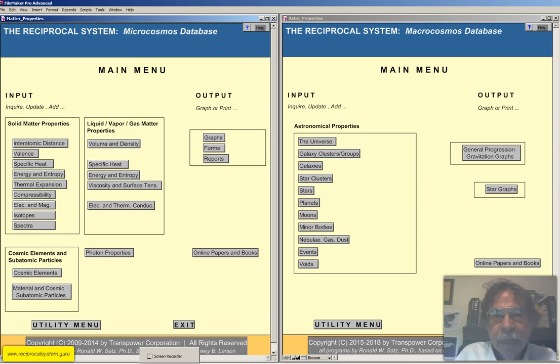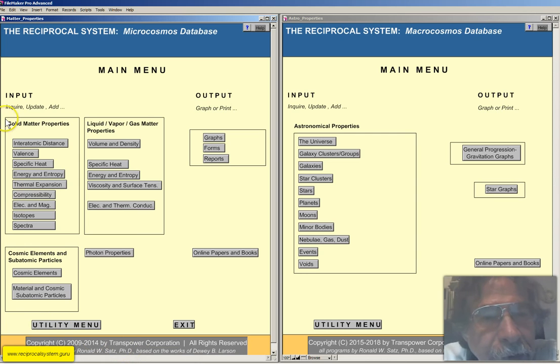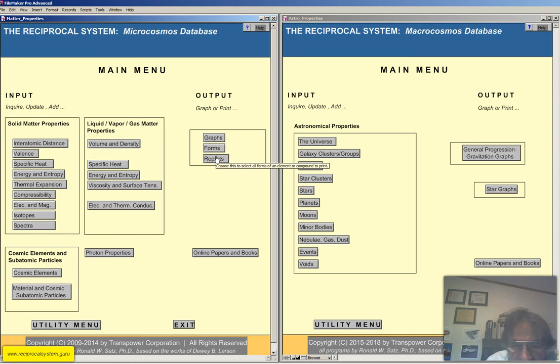Today's screencast, as with most of my screencasts, will deal with the reciprocal system, specifically the reciprocal system Microcosmos database. You can see the main menu for the Microcosmos database on the left panel, and the main menu for the Reciprocal System Macrocosmos database in the right panel. I've already covered all the layouts of the Macrocosmos database, and most of the layouts for the Microcosmos database. We still have the photon properties to do, and then the graphing functions. So let's do the photon properties right today.